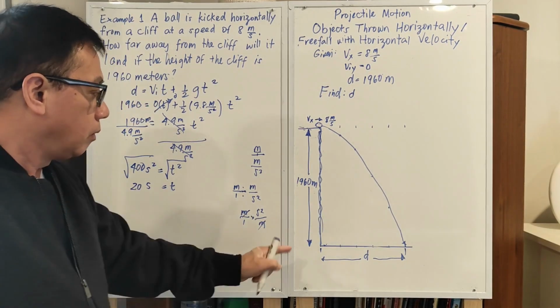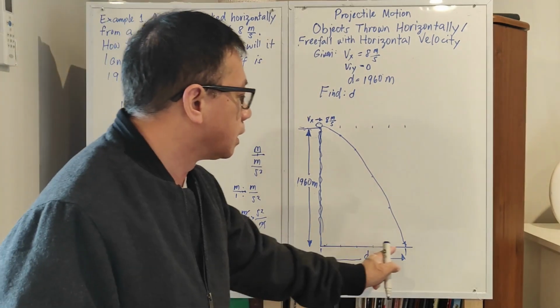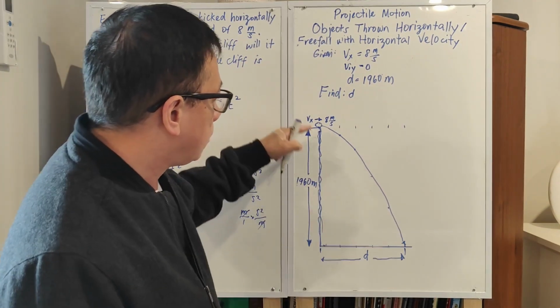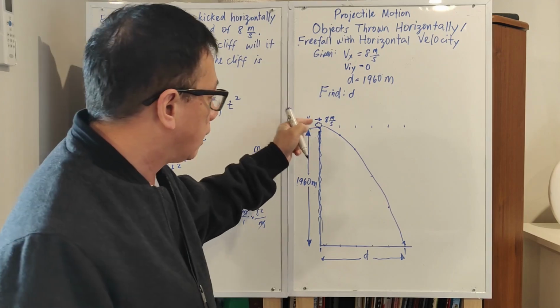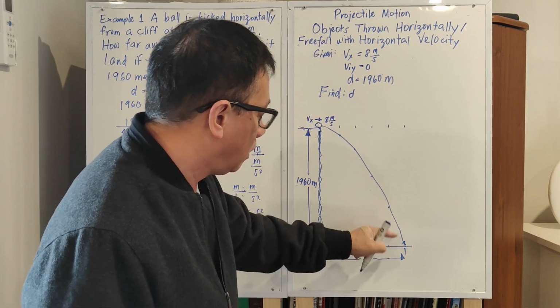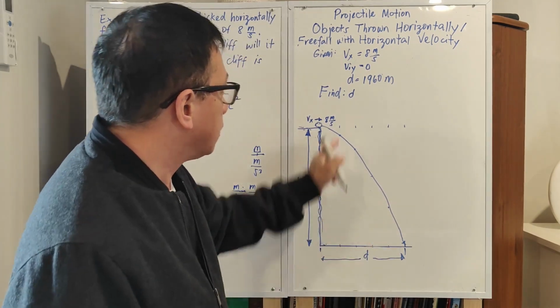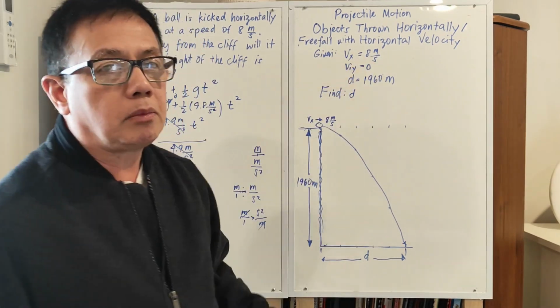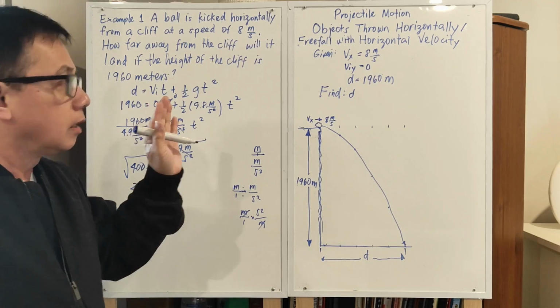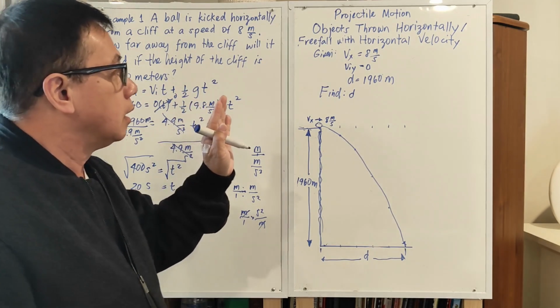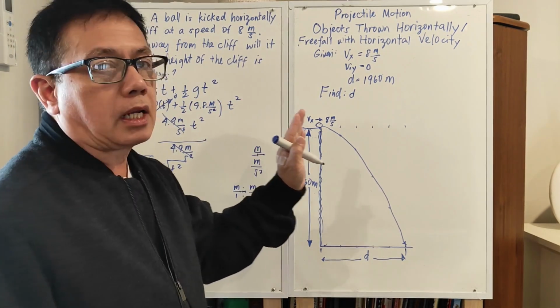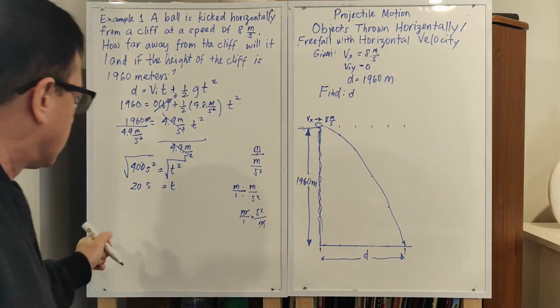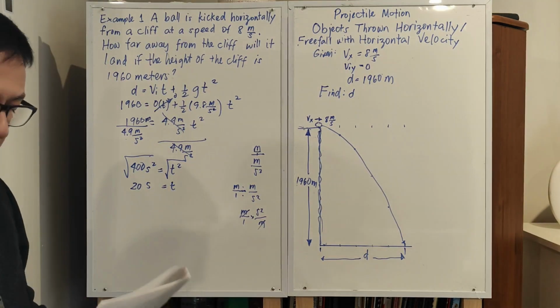Now we can compute for the distance, because we have the time that this one traveled from here to here. So we can have the distance because we have the horizontal velocity of 8 meters per second. So it's traveling constantly at 8 meters per second horizontally. So we can use this time to get the distance.